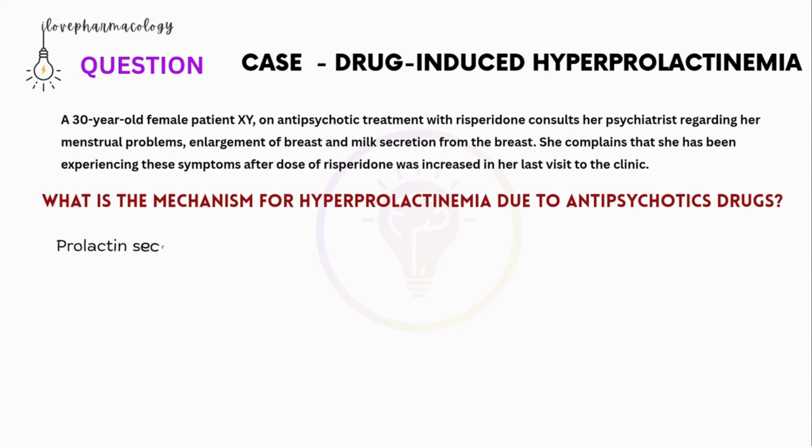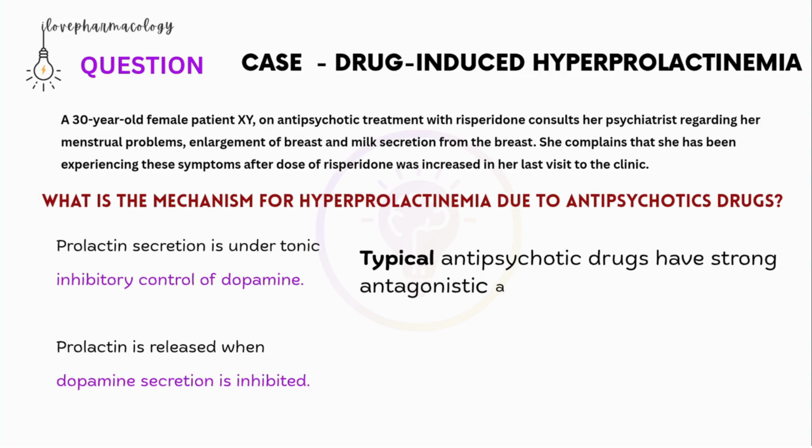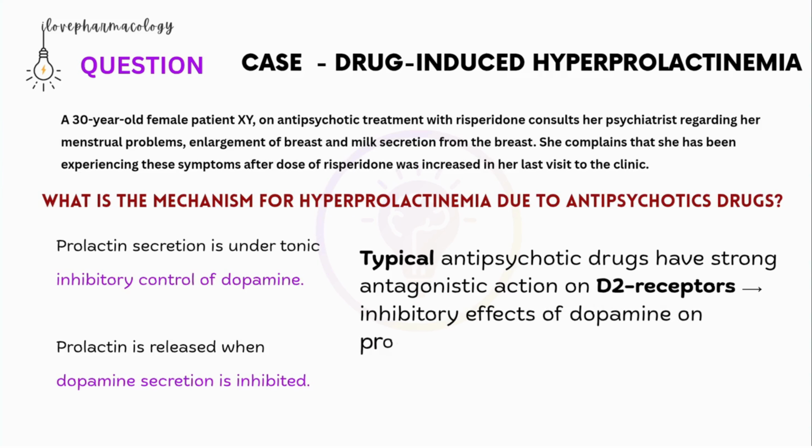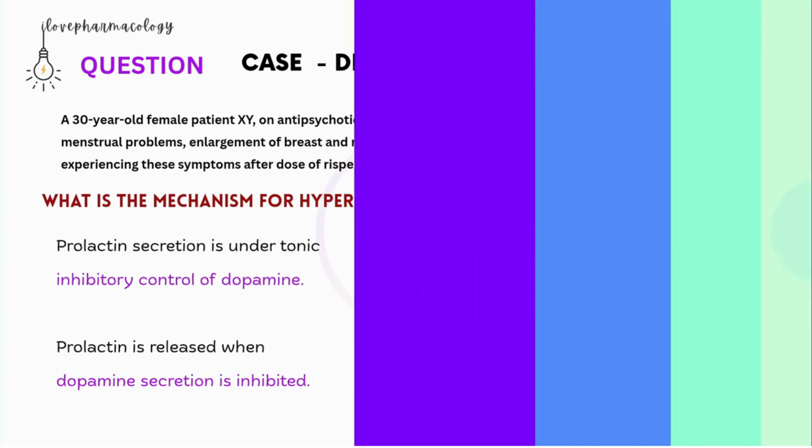So basically you need to understand that prolactin secretion is under tonic control of the dopamine. So prolactin release is when dopamine secretion is inhibited. So prolactin is released whenever there is a dopamine secretion is inhibited. So typical antipsychotics have got higher affinity towards the D2 receptors and they block the D2 receptor. So that's why the inhibitory effect of the dopamine on the prolactin release is removed, thereby causing the increased prolactin release. So typical antipsychotics are known to cause hyperprolactinemia due to D2 blockade.